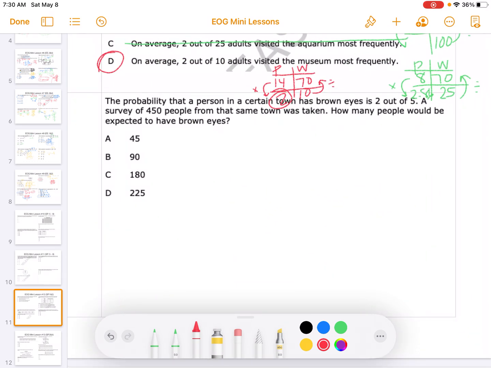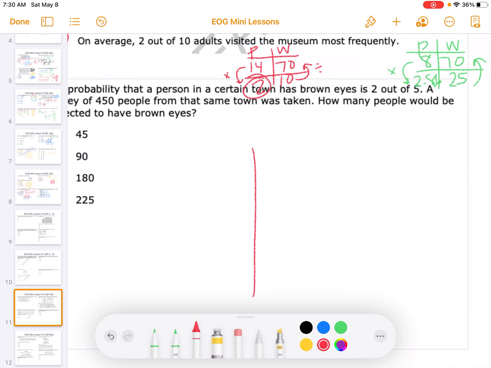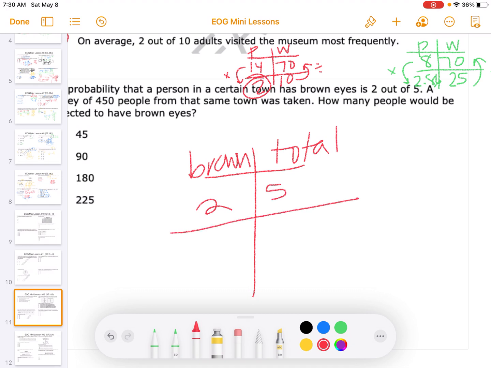The probability that a person in a certain town has brown eyes is 2 out of 5. A survey of 450 people from the same town was taken. How many people would you expect to have brown eyes? Well, we've got brown out of total. So I know 2 out of 5. And 450 people total. I divide going up, multiply coming down. So 450 divided by 5 times 2, I get 180.